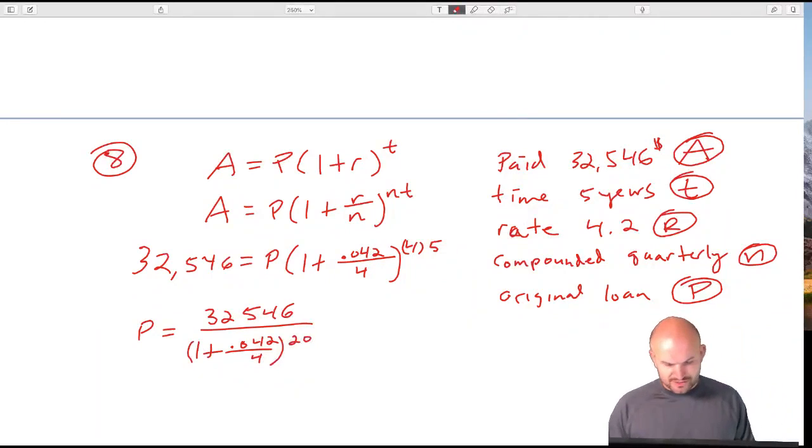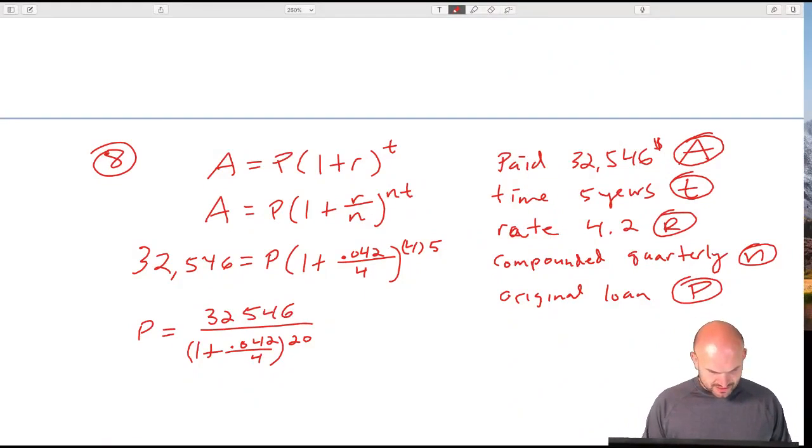All right, so I'll try to do this in my calculator as long as it's working. It says charge recommended, so let's see. 0.042 divided by 4 plus 1 raised to the 20th, 32,546 divided by second answer. And it looks to me, that answer looks right.